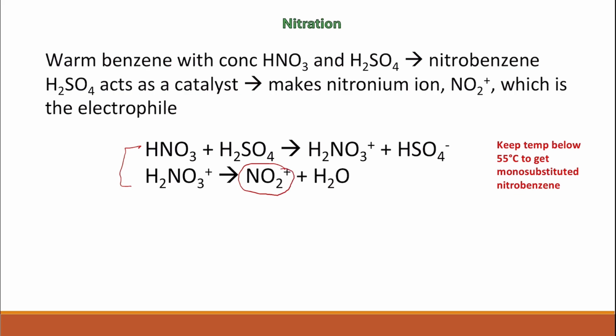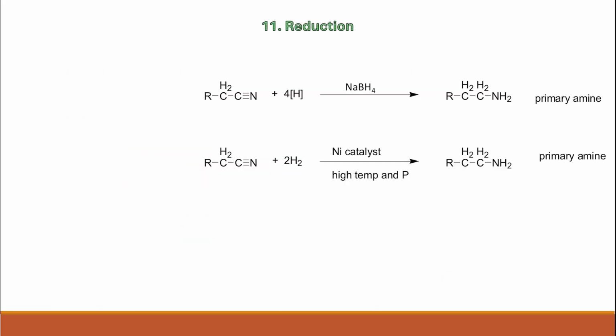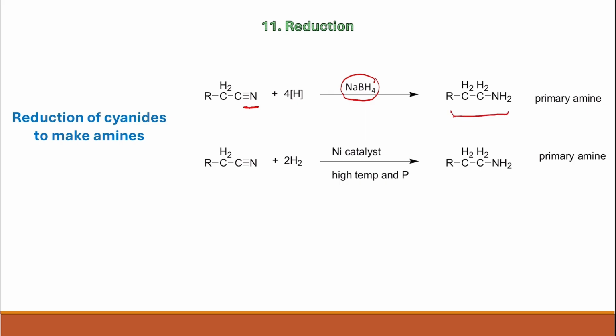Reduction, we have two types of reduction. The first one is reduction of cyanides to make amines, and the cyanides can be reduced either using a reducing agent like sodium borohydride, and that will give you primary amine, or you could use nickel catalyst with hydrogen at high temperature and pressure also to give you primary amine, or you could reduce the aromatic nitro group to give aromatic amine.